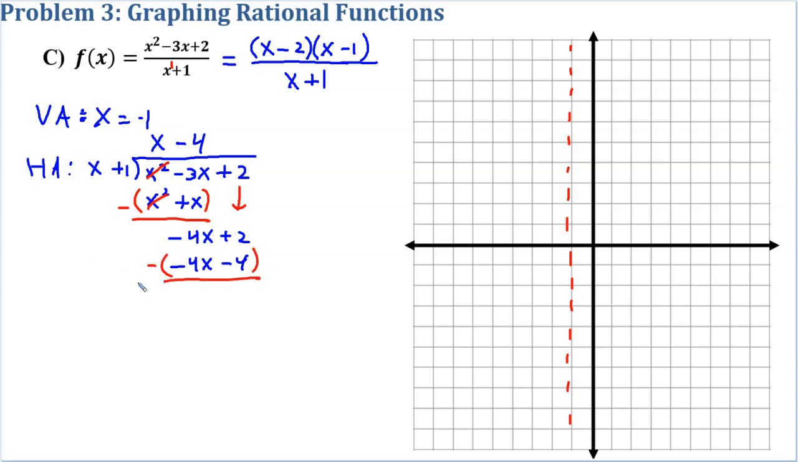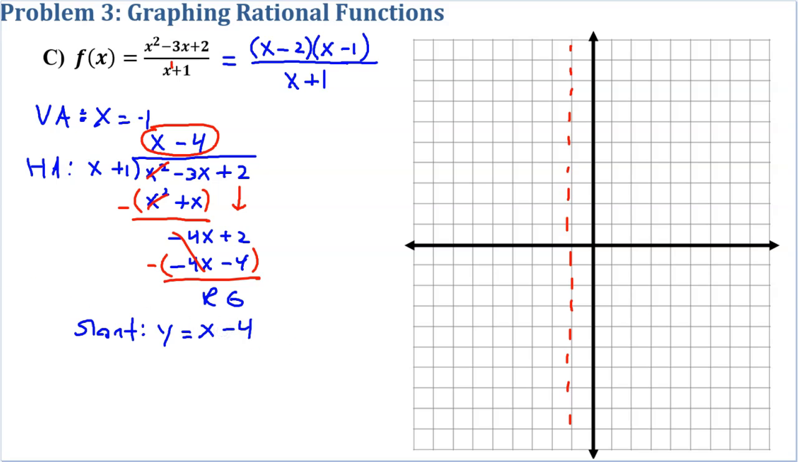Okay, subtract that. We end up with the negative 4x canceling. Okay, 2 minus negative 4 would be a 6. That's my remainder. Really what I'm looking for here is my slant. For my slant asymptote it is x minus 4. Okay, so I could say I have a slant at y equals x minus 4.